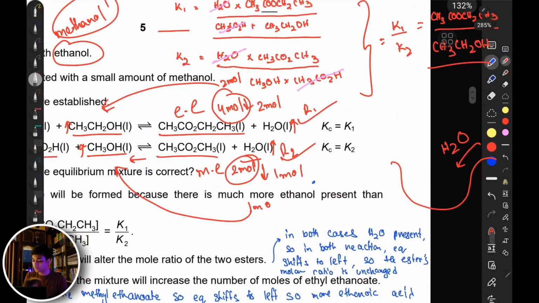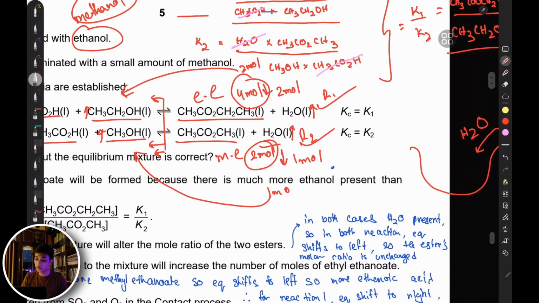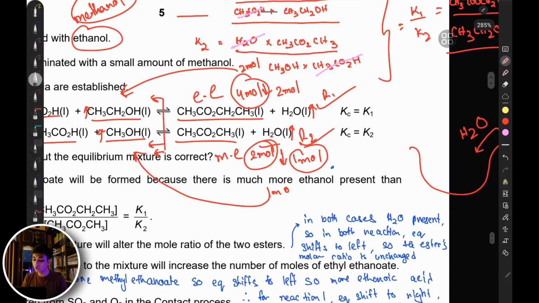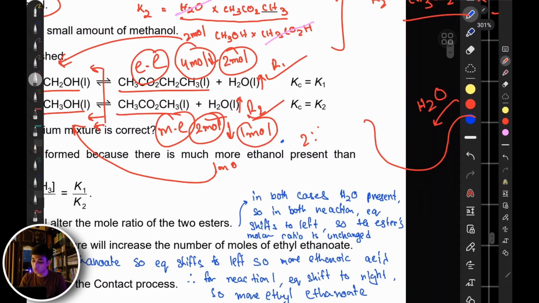Now, after the equilibrium has shifted, on the left-hand side, we are left with 1 mole of methyl ethanoate and 2 moles of ethyl ethanoate. So, is the ratio between both EE and ME the same? We had 2:4, which is 1:2, and then we have 1:2. So the ratio has not actually changed.